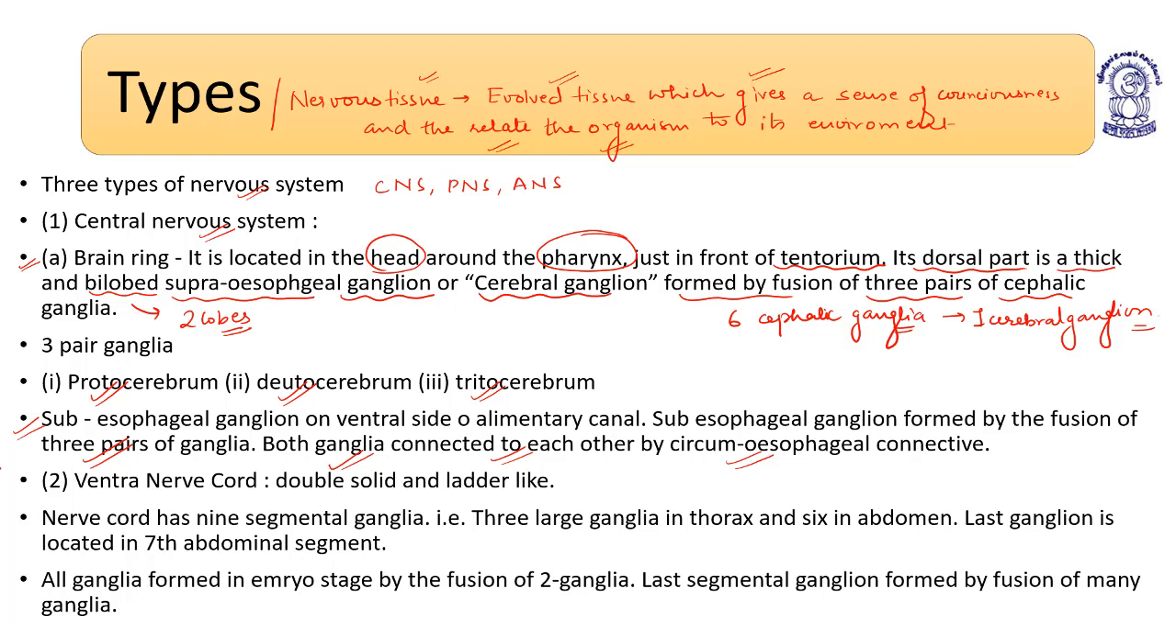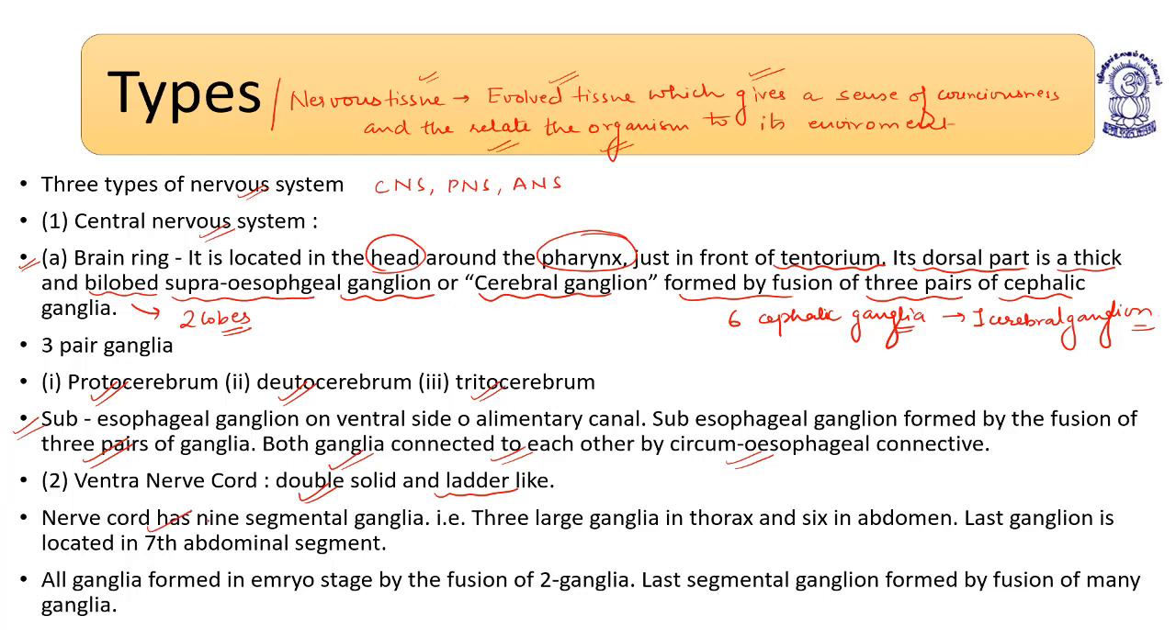Now the ventral nerve cord. Second comes the ventral nerve cord. Ventral nerve cord is double, solid, and ladder-like. So it is not hollow, it is a solid nerve cord, which is double and ladder-like. Please remember that it is double and it is ladder-like.